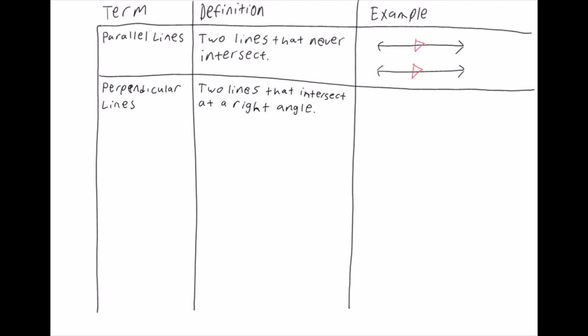Perpendicular lines, 2 lines that intersect at a right angle. So notice here I've got that little box there. That's to show that it's a right angle. So 2 lines, they intersect specifically at a 90-degree angle.